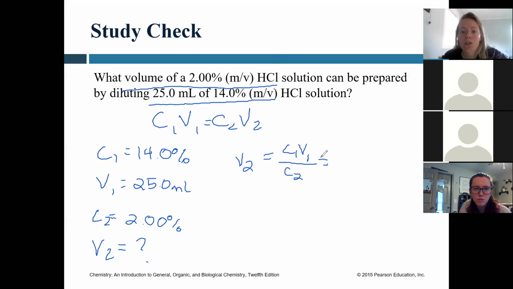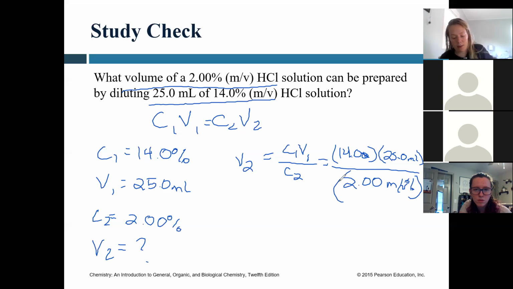Move the C2 over. So my C1 is 14.0 times my V1, my initial volume is 25.0 milliliters, and you can keep it in milliliters, that's fine, over my 2.00 mass volume percent. So I take my 14 divided by 2, which is 7. So my concentration is going down by a factor of 7, which means my volume should go up by a factor of 7. So I take that 7 times the 25, and I end up with a V2 of 175 milliliters.